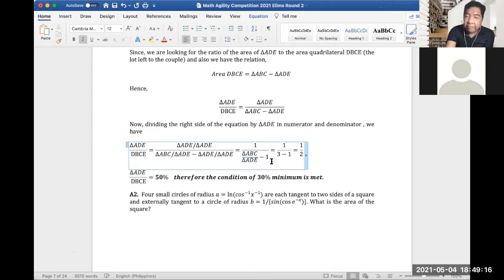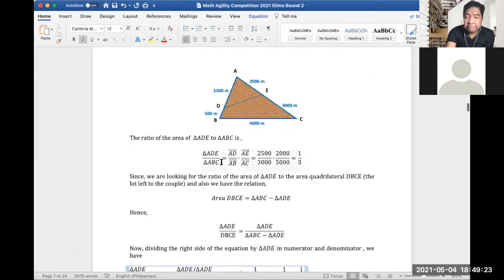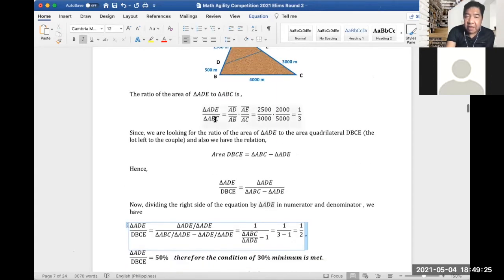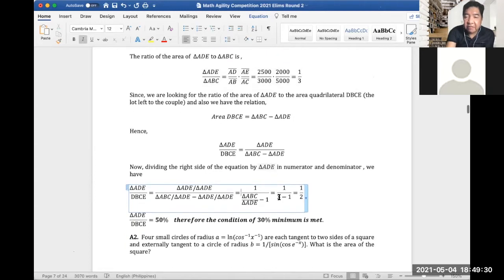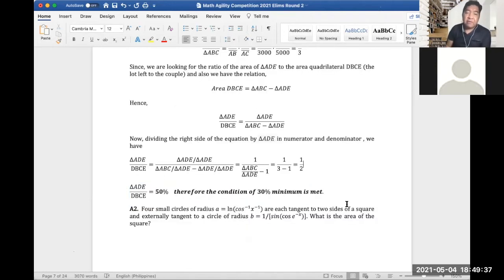So since we have the value ABC over ADE, that's the reciprocal of ADE over ABC, so the reciprocal of 1/3 is 3. So we write it in this equation as 3. Minus 1, so 3 minus 1 is 2, so 1/2. So therefore, ADE over DBCE is 50%. So the condition of a minimum of 30% is met. So this is the answer.